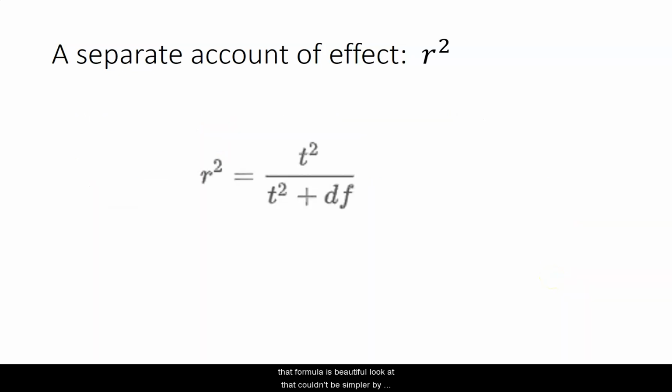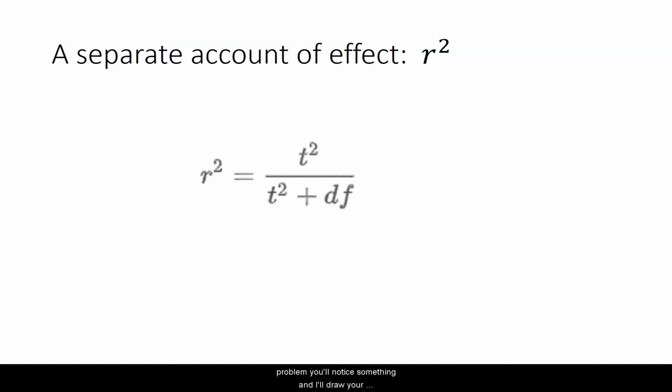What's that formula? It's beautiful. Look at that. Couldn't be simpler. By the way, that's t obtained. That's important to say. That's the obtained value of t squared divided by the obtained value of t squared plus the degrees of freedom in the problem.